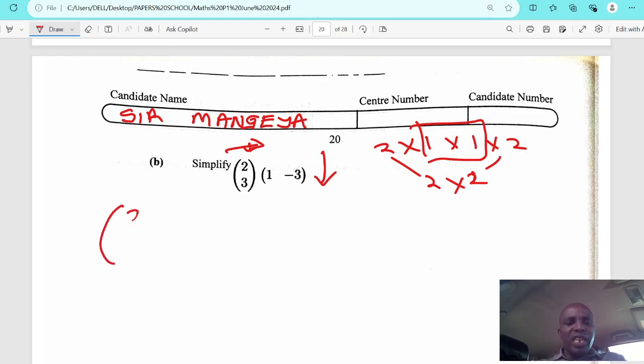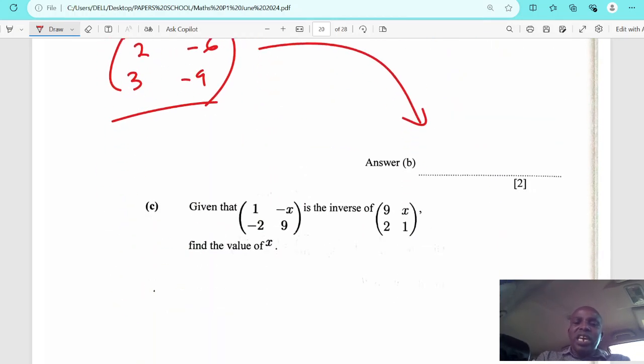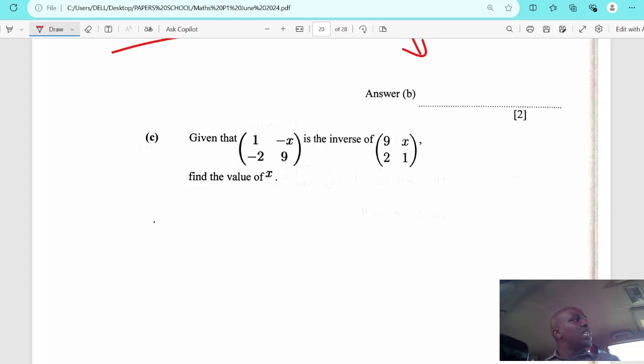So it will be 2 times 1. That's the first one. The second one is 2 times minus 3. Then down here is 3 times 1. Here is 3 times minus 3. 2 times 1 is 2. 3 times 1 is 3. Minus 6. Minus 9. So this will be your answer. Done.